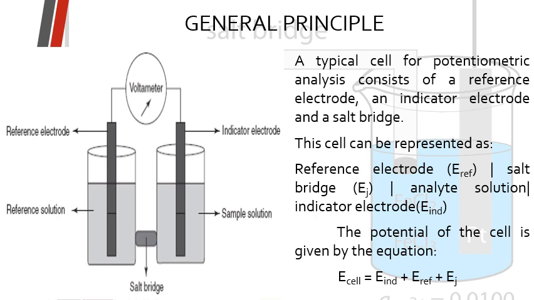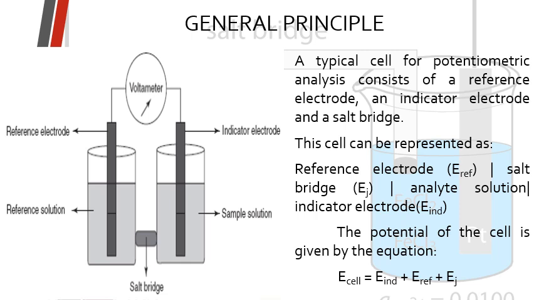The reference electrode, E_REF, is a half cell having a known potential that remains constant at constant temperature and is independent of the composition of the analyte solution, like the calomel electrode and the silver chloride electrode.